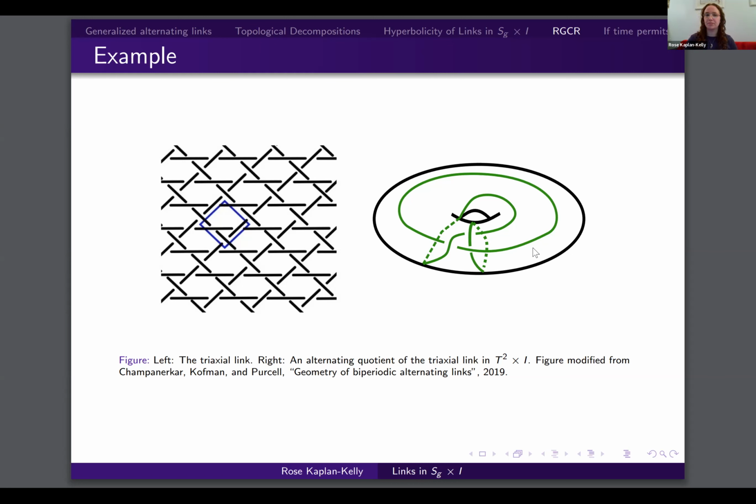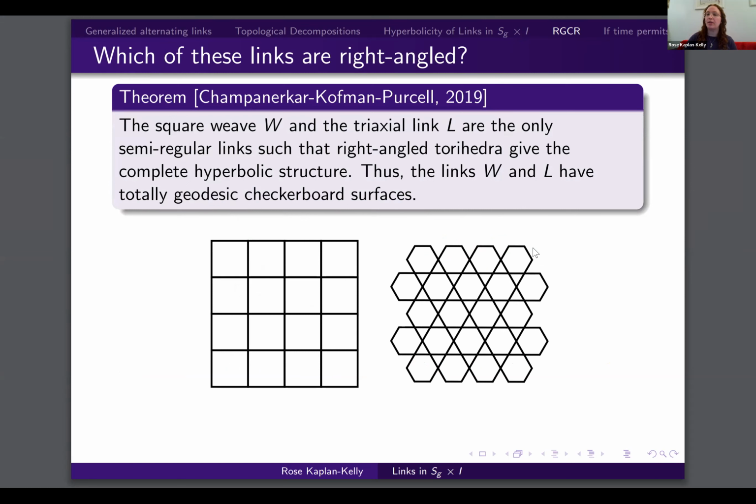What they showed was that among semi-regular links, the two links that are RGCR are the square weave and the triaxial link. The square weave is the link corresponding to this tiling by squares, and the triaxial link is the link corresponding to tilings by regular hexagons and triangles. So they showed that these are the two links that have this decomposition. They're RGCR, but they say torahedra, which is generalized polyhedra for the thickened torus setting. And they also showed that these links have two totally geodesic checkerboard surfaces.